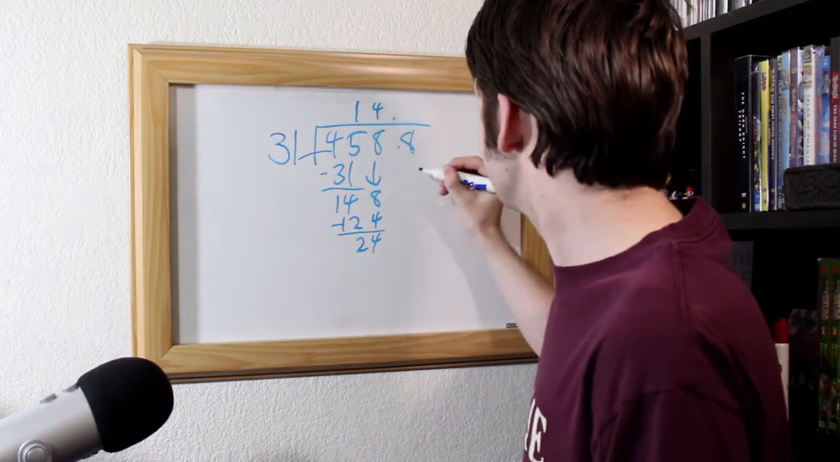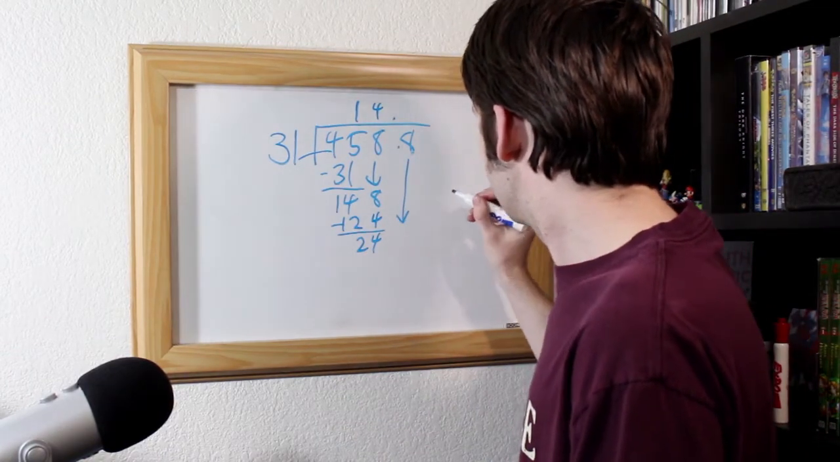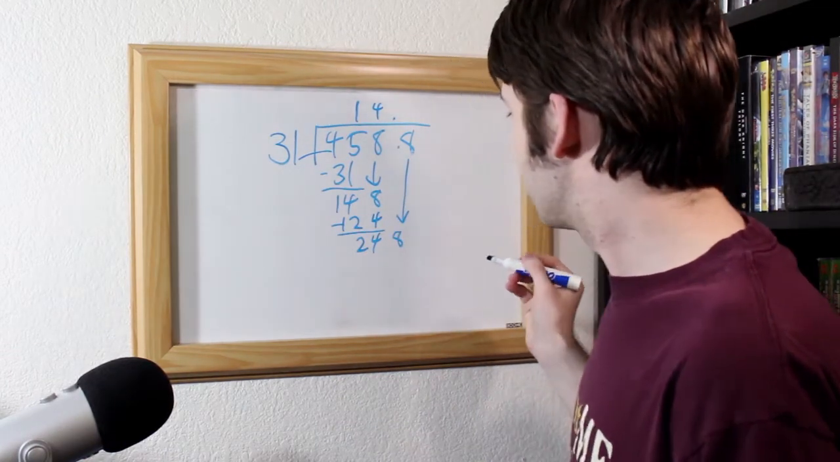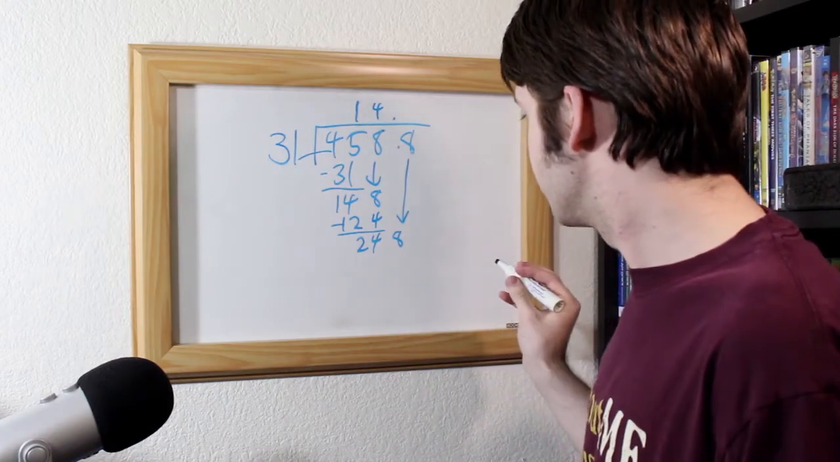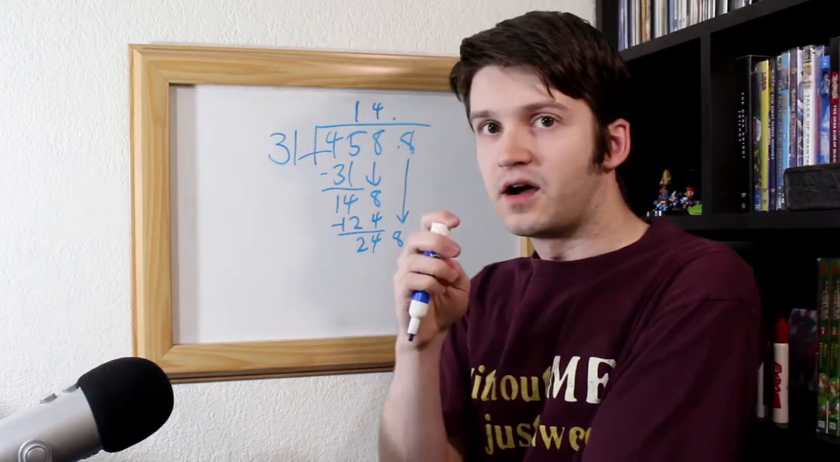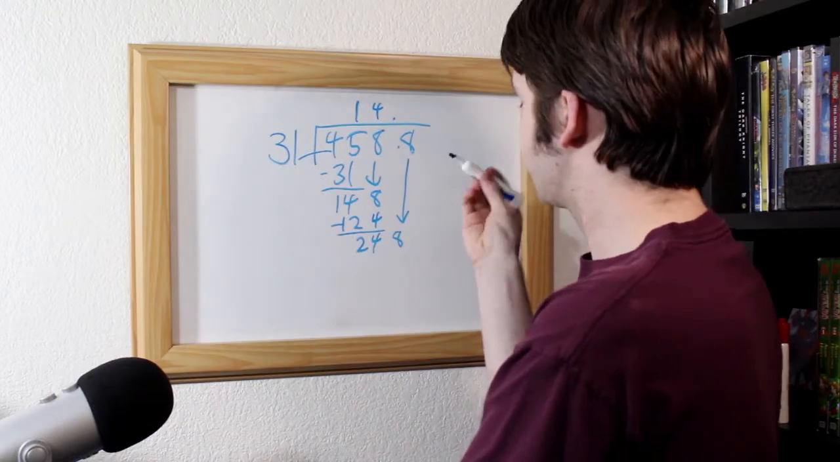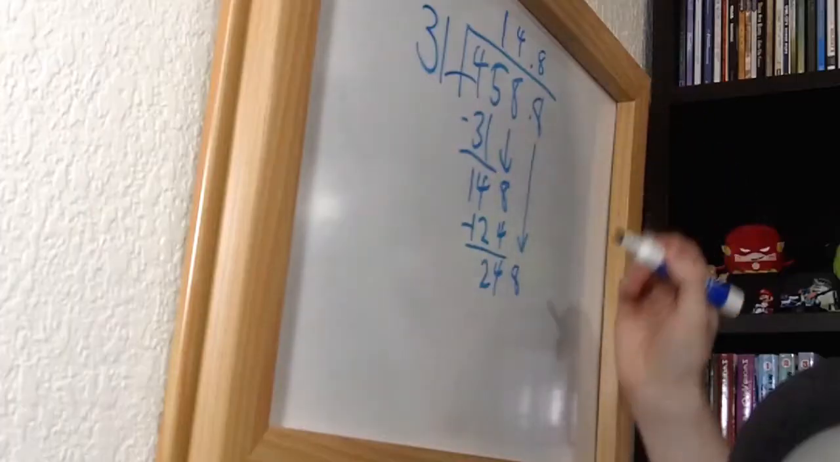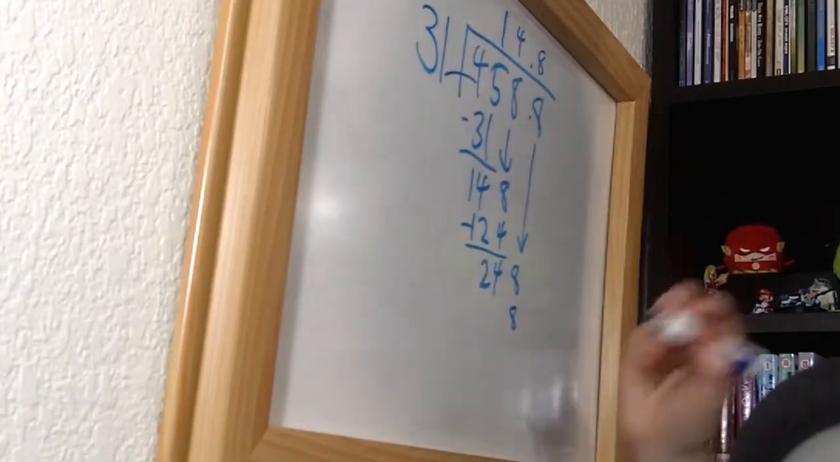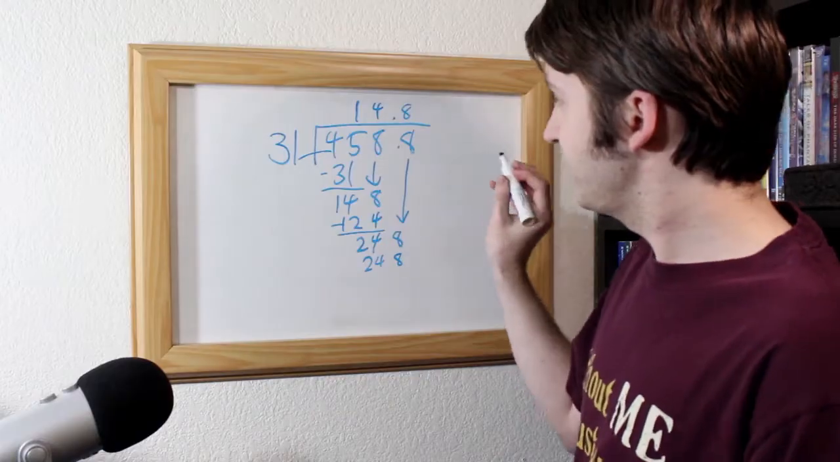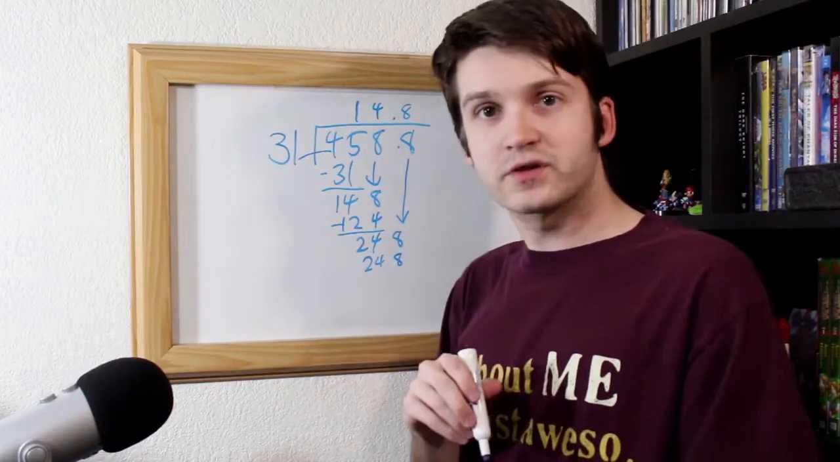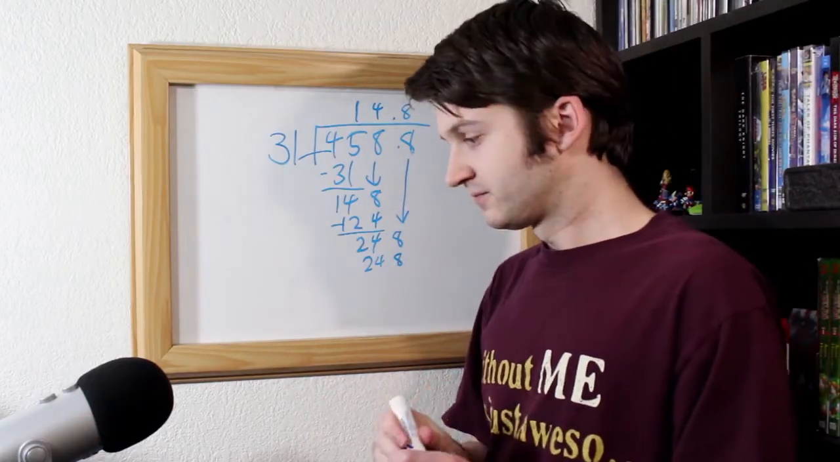Oh, that's right. You put the decimal there, and you bring down the 8, and however many times 31 goes into 248. Oh, that's exactly 8 times, isn't it? 8 times 1 is 8. 8 times 3 is 24. 458.8 divided by 31 is 14.8. Cool. Okay, let's spice it up a little bit.